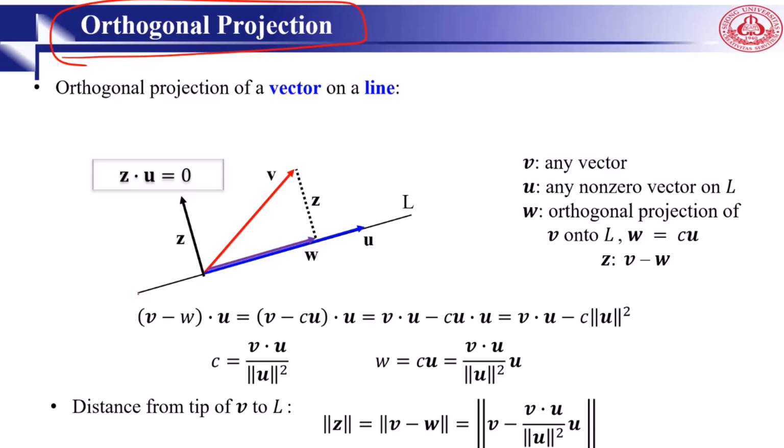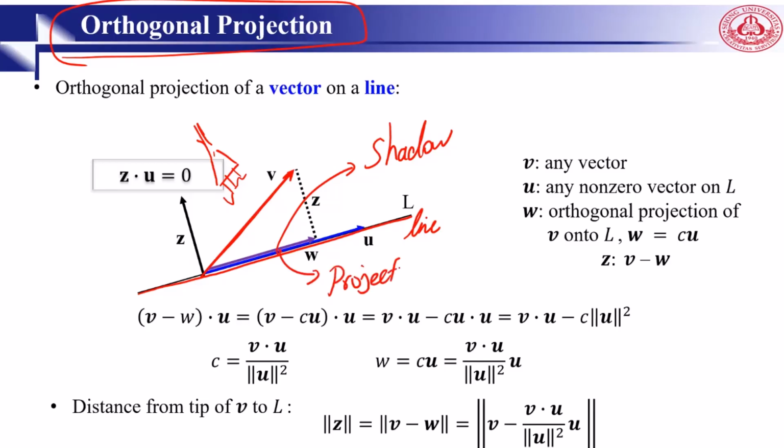So we have a line like L, and we have a vector like V. For example, we have a torch here, and light comes here. We want to see what is the shadow of this vector V on line L, or we want to find the projection of a vector. So this is called the projection of vector V on line L.